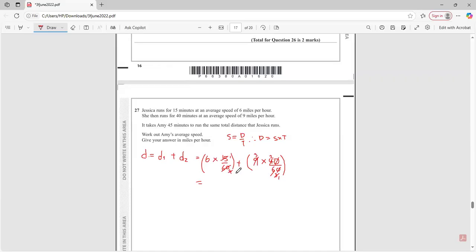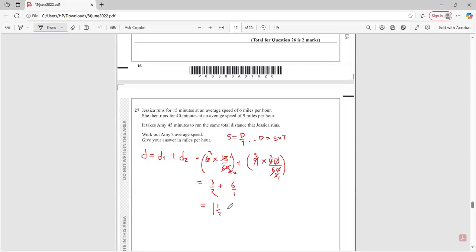2 in 4, 2 times. 2 in 6, 3 times. So that will leave me with 3 over 2 plus 3 times 2 is 6. That will be 6 over 1. Okay, so just to make things simple, right? I don't want to start doing LCM and all that. 3 over 2, we already know is 1.5.